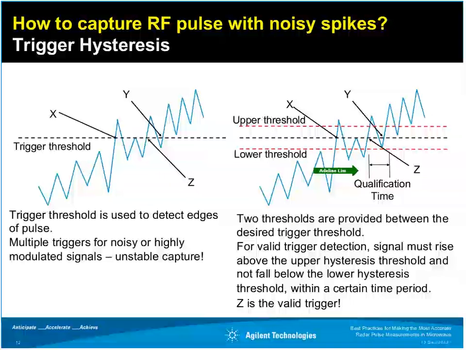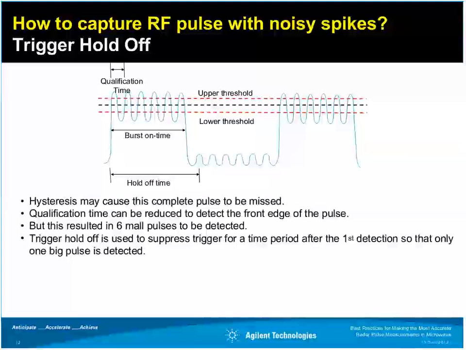With this technique, point Z, as shown on the right figure, is the first point at which the RF signal has risen above the upper hysteresis threshold and not fallen again below the lower hysteresis threshold within the qualification time. Therefore, the rising edge is detected at point Z, which is the accurate and desired trigger point. This method is well known and in widespread use in oscilloscopes and power meters.